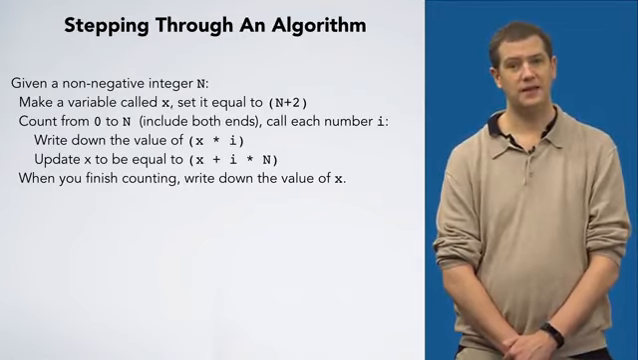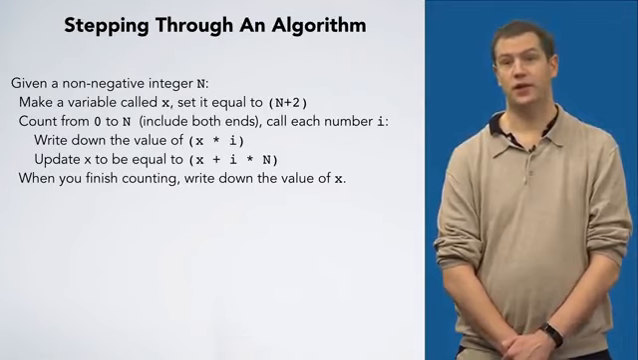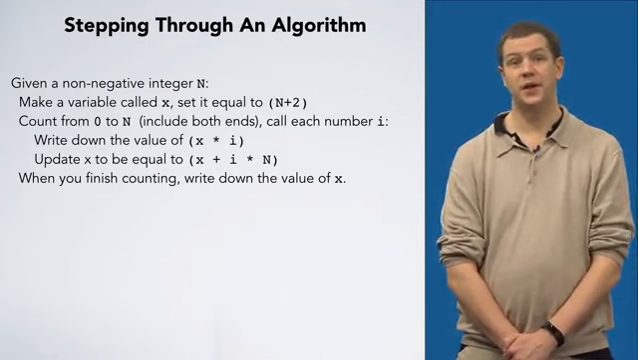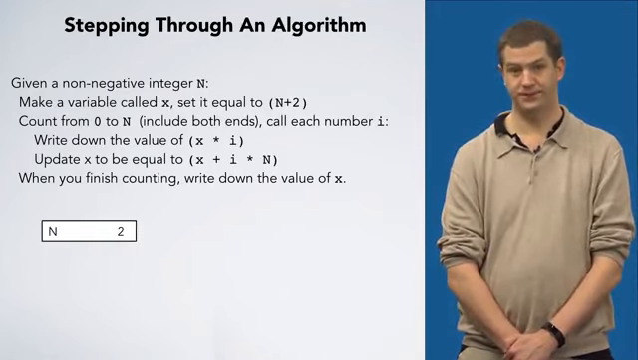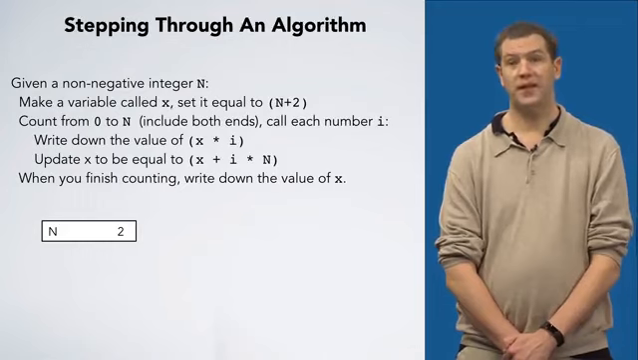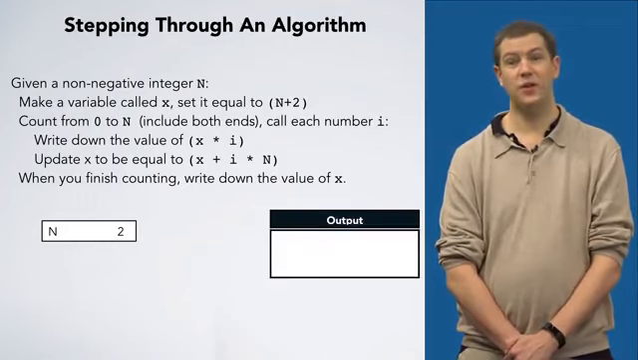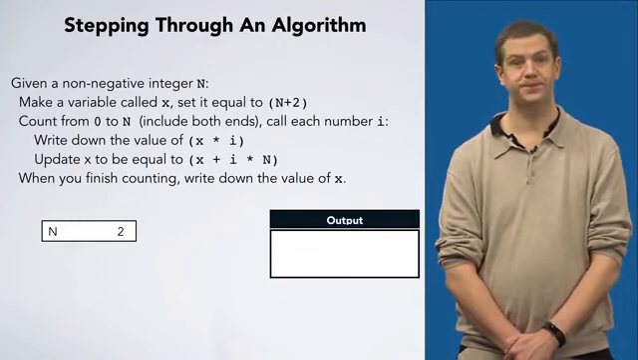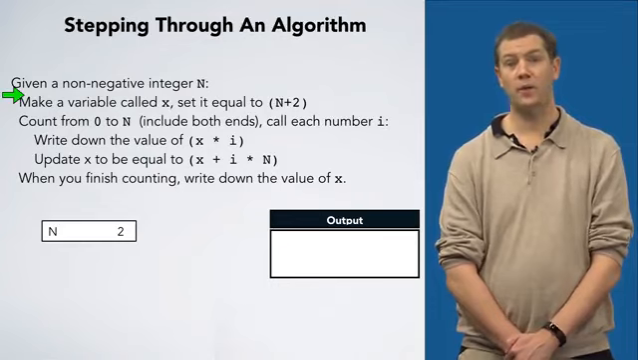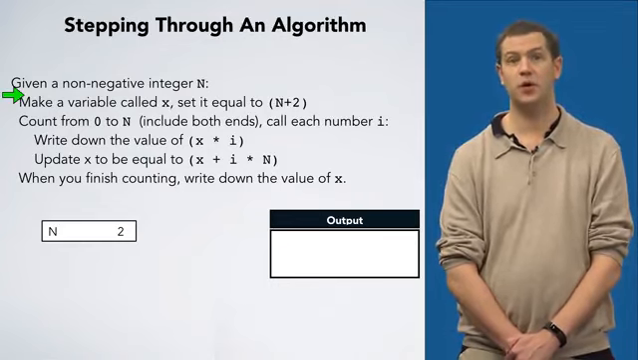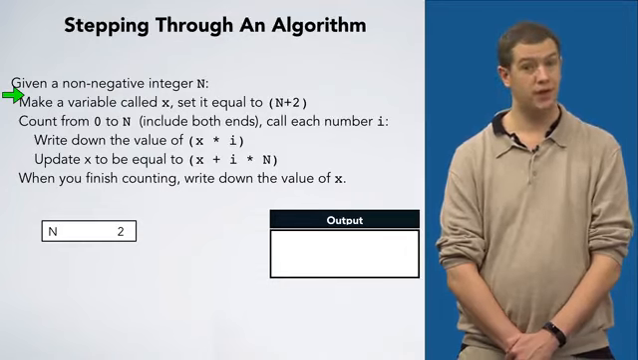The algorithm says, given a non-negative integer n, so it is parameterized over n. We need a value of n to actually do these steps, so let's pick n equals 2. We're also going to want a place to write down the output that the algorithm produces. That is, everything that we are told to write down, we will write in this output box. We need to keep track of where we are, so we are going to use this green arrow to remember what step we are currently on. We'll start at the start.